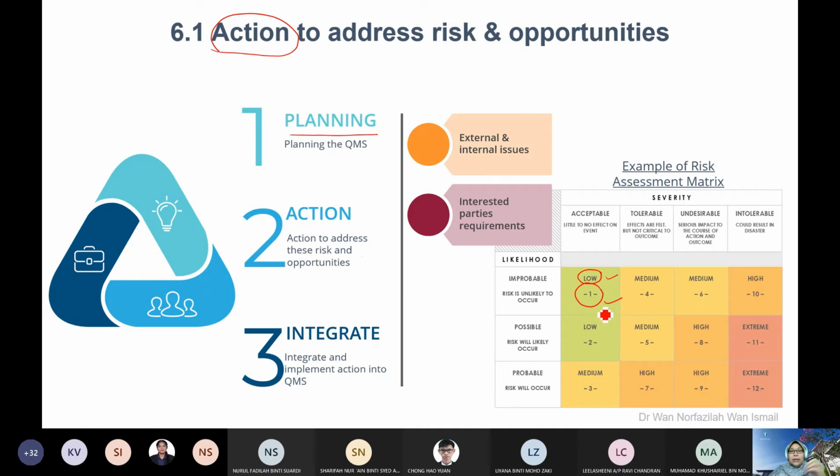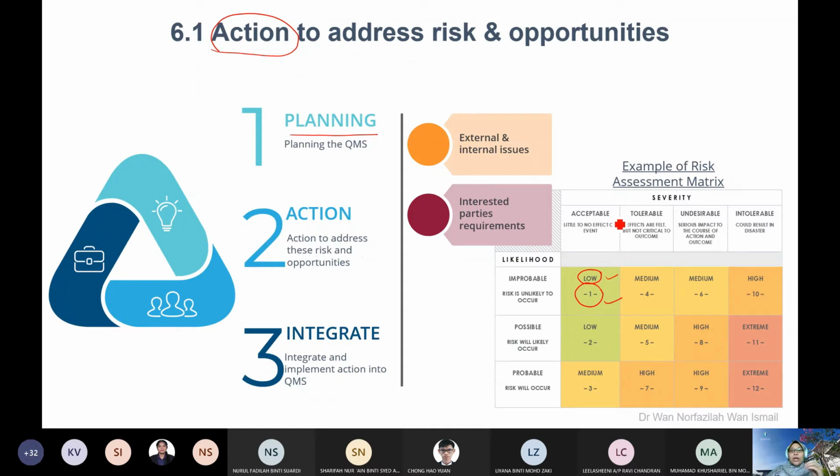Okay, depends. Dan ni bukan rigid. We don't have any rigid assessment matrix. It depends on the company how they come up with a risk assessment matrix. But the severity and likelihood is the same.